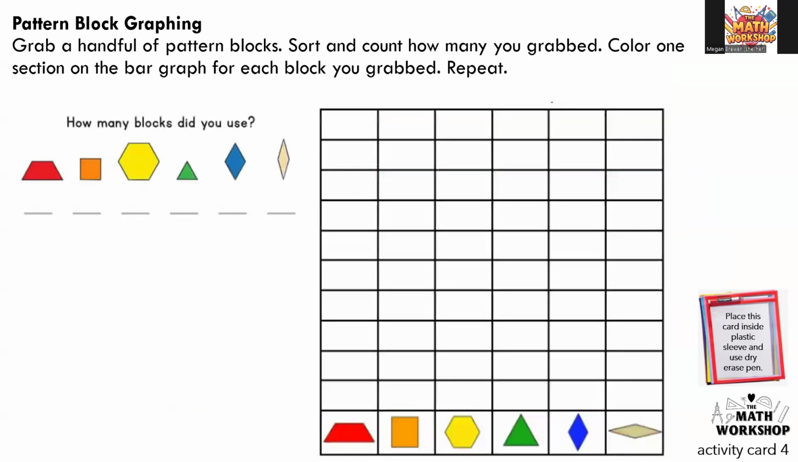Then we've got some graphing. This is a little bit more sophisticated: coloring a portion of the graph for each of the shapes you have, and comparing the different categories. How many more? Which one has the most? Which one has the least? You could even do some comparison, like if I put the trapezoids and the squares together, how many is that, and so on. There's so much we can get out of this.